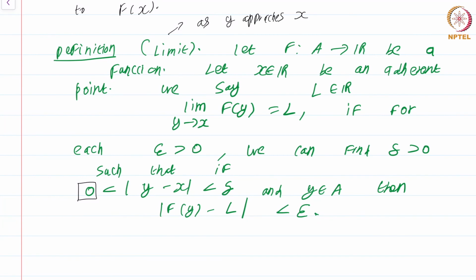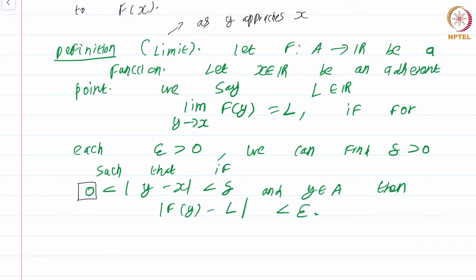If I did not put this 0 less than, the point x certainly satisfies mod x minus x is less than delta, and if it happens that x is in A, then you can just see that something is going to go wrong. We do not want to consider what happens at x in the definition of limit. We want to only consider what happens as you approach or tend to this point x. You don't want to consider the value at that particular point for considering limits. So this is the notion of limit as y approaches x.